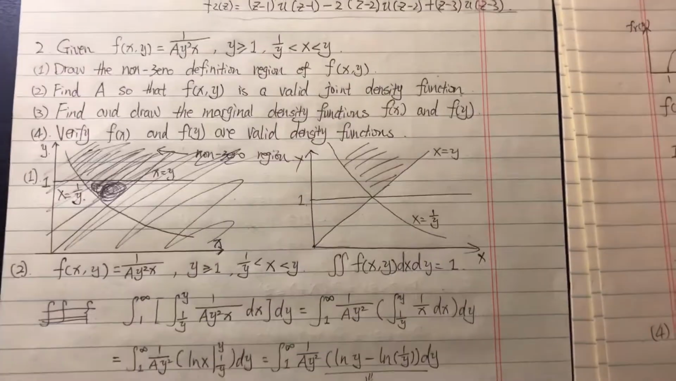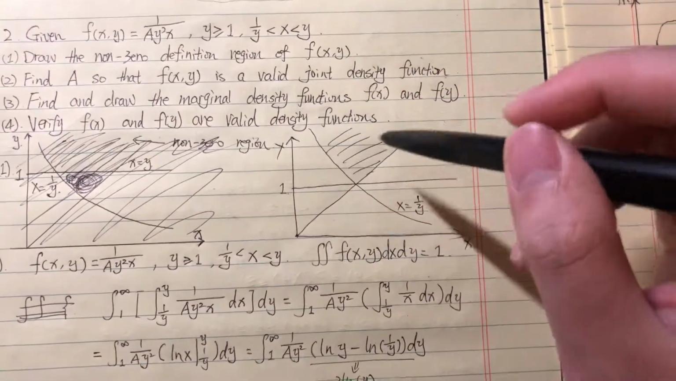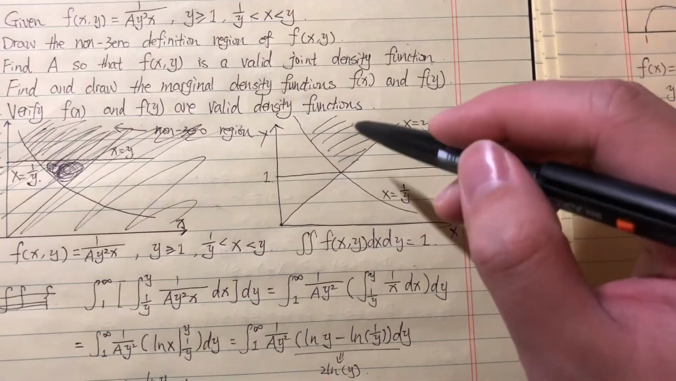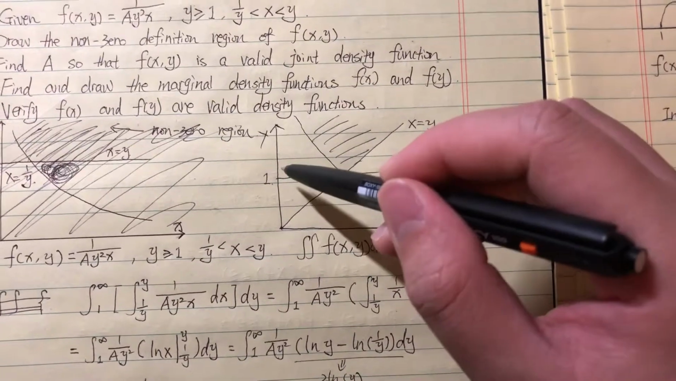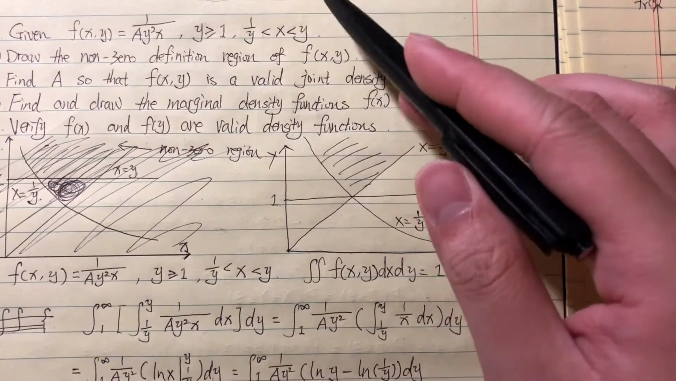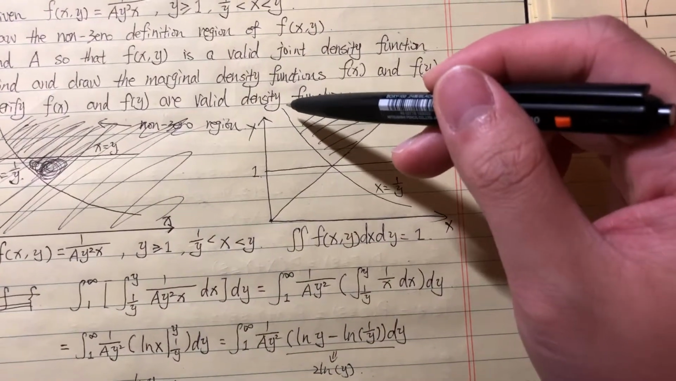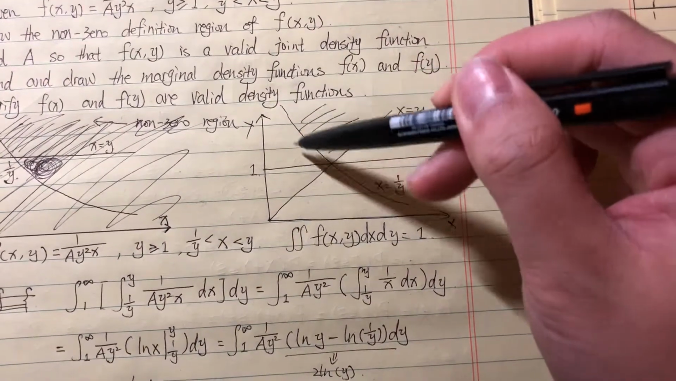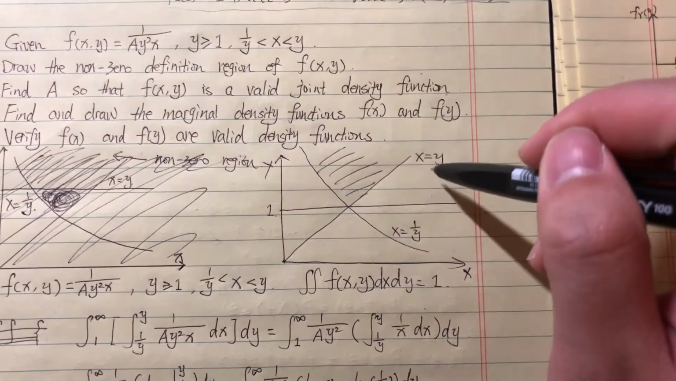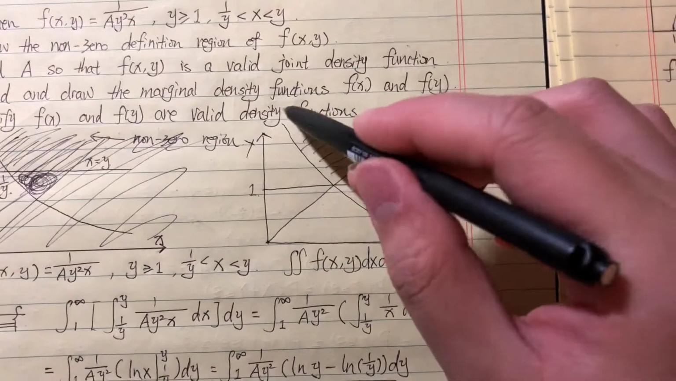f(x,y). We first draw the x-axis and y-axis, and because y is larger than or equal to 1, we draw a constant line at y equals 1. And x is larger than 1 over y, so we draw the curve x equal to 1 over y. And x is smaller than y, so we draw the line x equal to y, and we can see that it is like this shape.